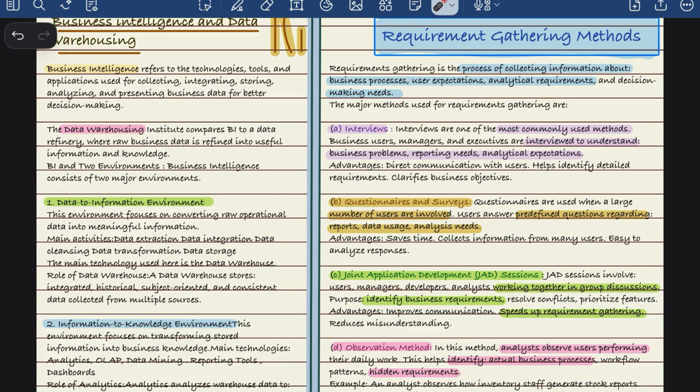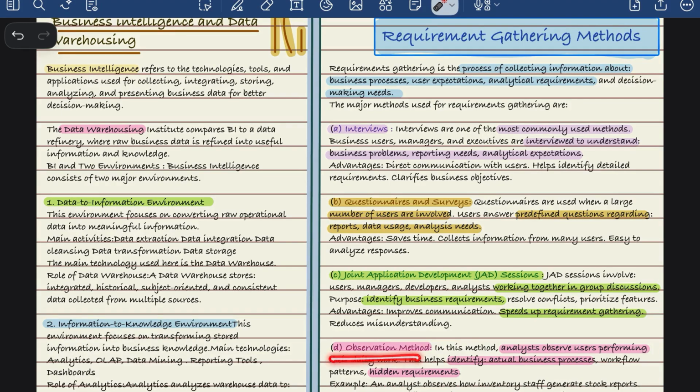Then we have JAD sessions. These are basically brainstorming sessions in which all the concerned people, like developers, managers, and the finance team, come into one room and hammer out conflicts and finalize the design collaboratively. It speeds up requirement gathering because it removes misunderstanding. Everyone is in one room, so they can analyze quickly and resolve the conflicts.